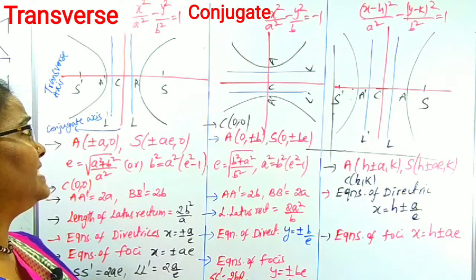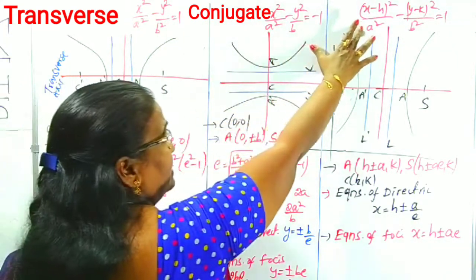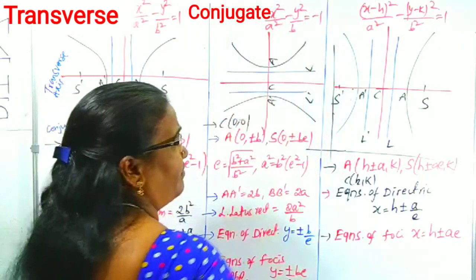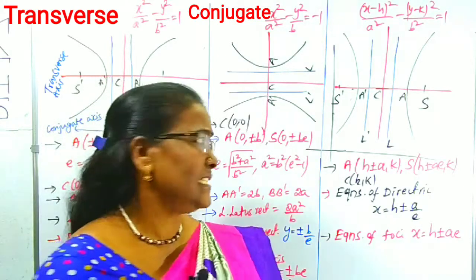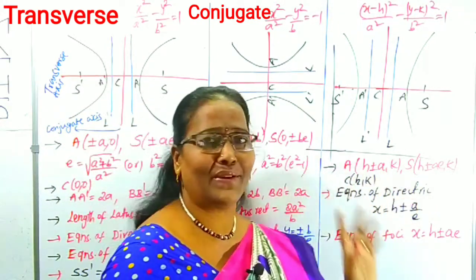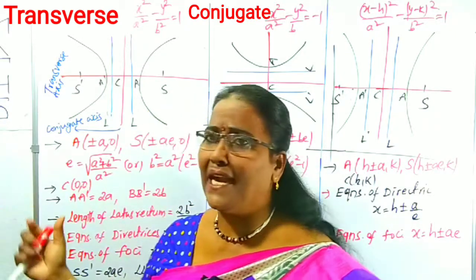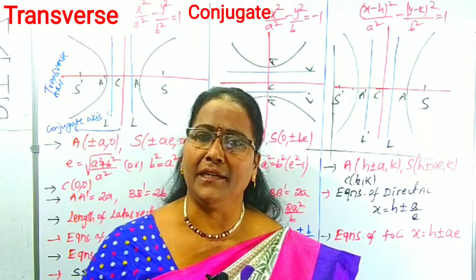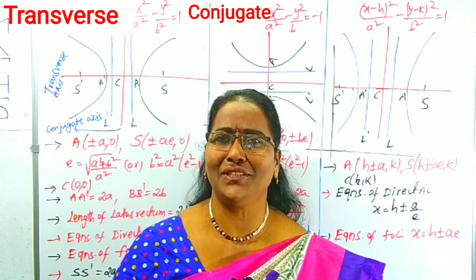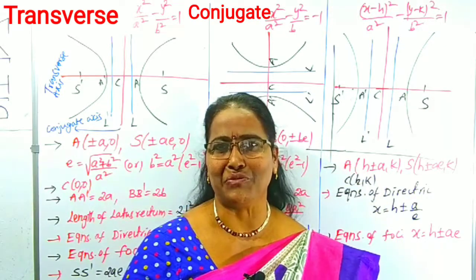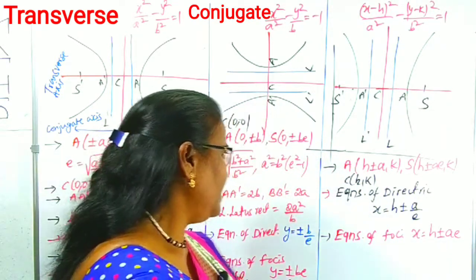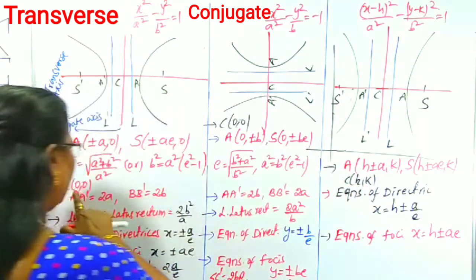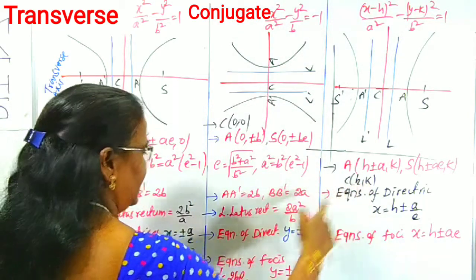In case the center is at h, k, the equation of the transverse hyperbola becomes: in place of x we write x minus h, and in place of y we write y minus k. That's it. Wherever xy coordinates are there, we can add h to the x coordinate and k to the y coordinate, and we can get all the content easily. There is no difficulty at all. You can easily remember it like that. Clear? For example, the center: what is the center here? 0, 0. But here h, k. Adding h, k to this one, it becomes h, k.